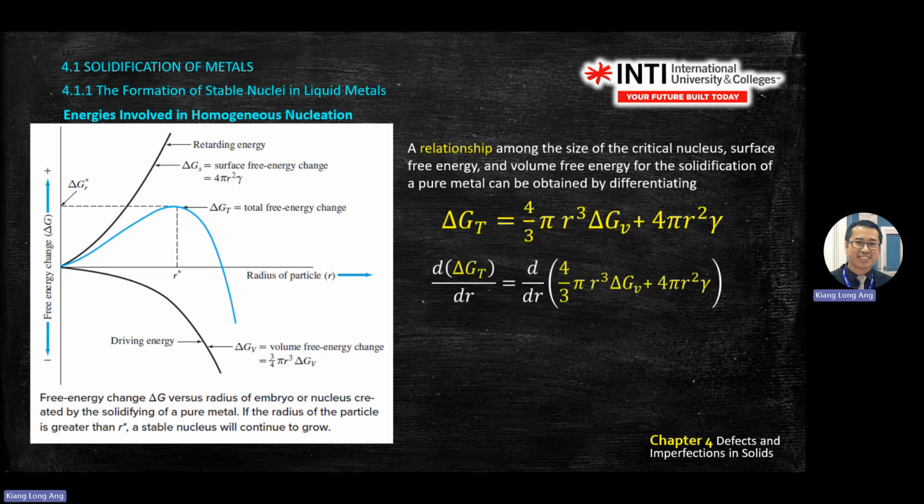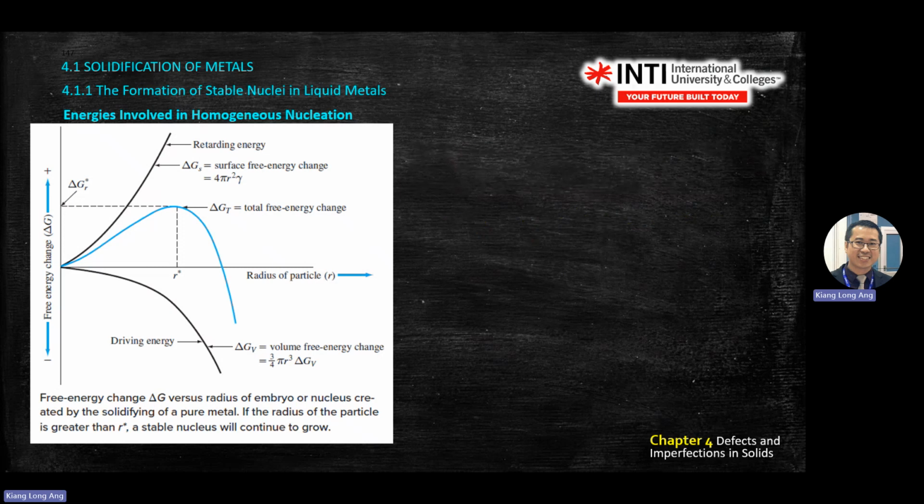So you can find the relationship with the critical size R here with all the parameters that you see on the graph, like free energy and so on. Total free energy equals two terms. One is driving energy, one is retarding energy. One is for surface, one is for volume change. Right? So there are two types of energy.